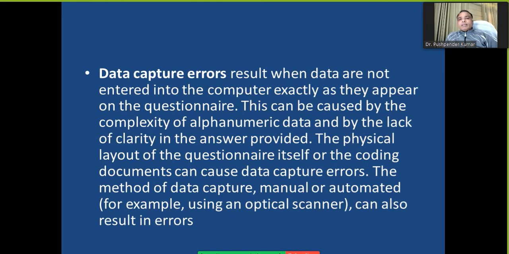And then data capture errors result when data are not entered into the computer exactly as they appear on the questionnaire. This can be caused by the complexity of alphanumerical data and by the lack of clarity in the answer provided. The physical layout of the questionnaire itself or the coding document can cause data capture errors. The method of data capture, manual or automated, for example using an optical scanner, can also result in error.